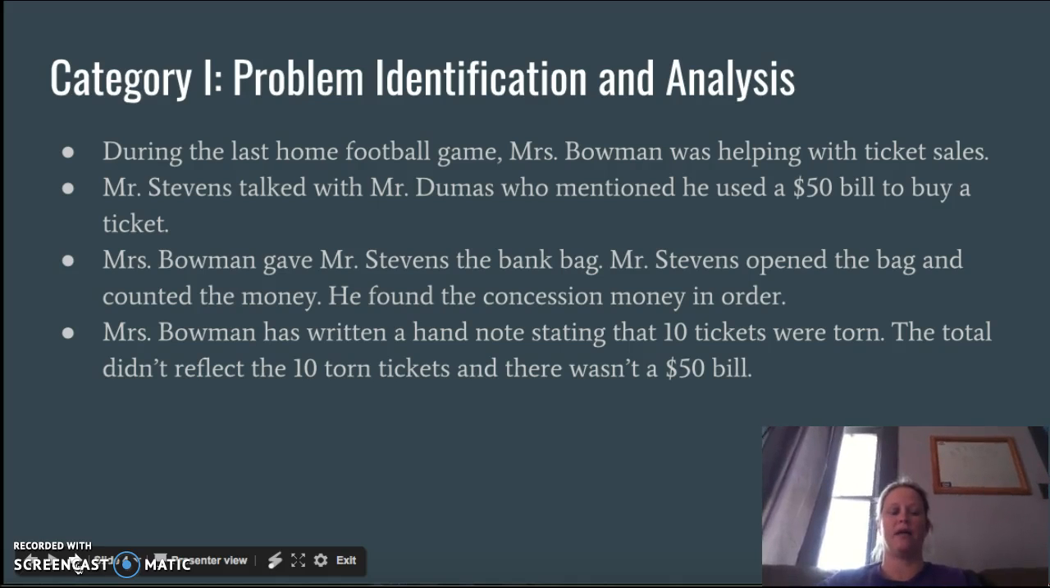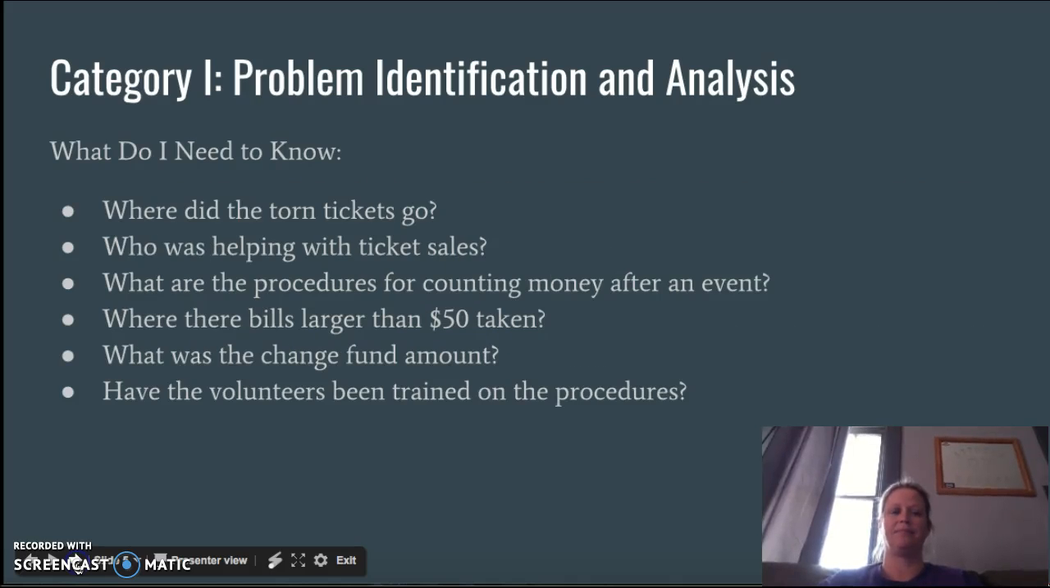During the last home football game, Mrs. Bowen was helping with ticket sales. Mr. Stevens talked with a community member who mentioned he used a $50 bill to buy the ticket because he had just gotten paid. After the event, Mrs. Bowen gave Mr. Stevens the bank bag. Mr. Stevens opened the bank bag on the way to the bank, counted the money, and found the concession money was in order. However, he noticed a handwritten note by Mrs. Bowen that stated that 10 tickets were torn, and the total did not reflect the 10 torn tickets, and there was not a $50 bill that he thought would be there.